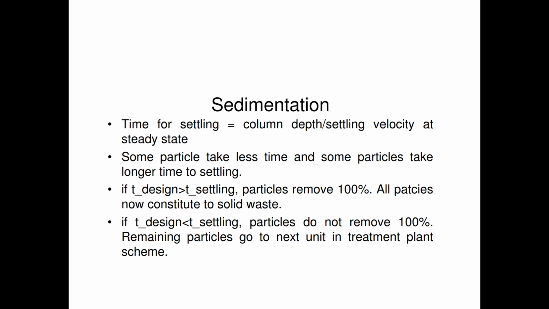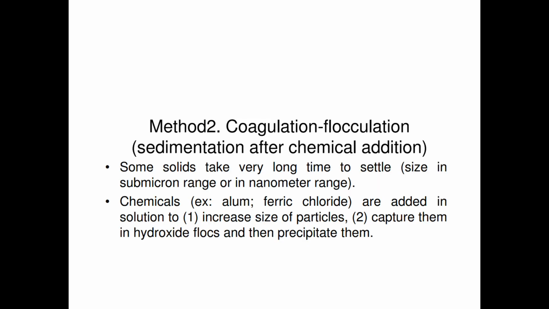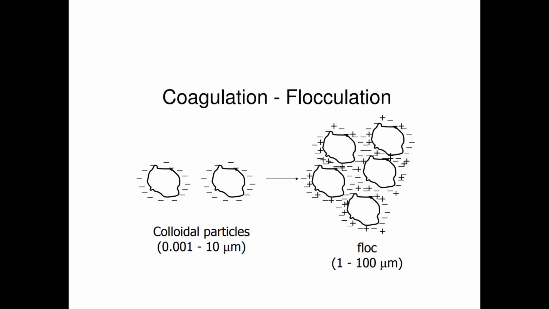We have discussed coagulation and flocculation along with sedimentation. You can see that a coagulant is being added, forming a longer chain, and then it is settling. Some elements take a very long time to settle. For this we add chemicals like alum and ferric chloride, so there is an increase in the size of particles and they can be easily settled. You can see the colloid particles have increased in size, so you can note it down.